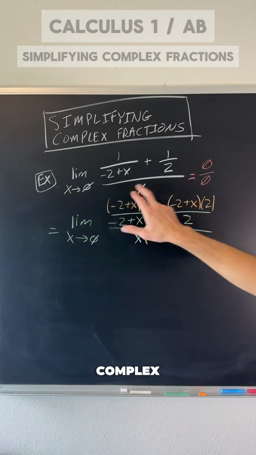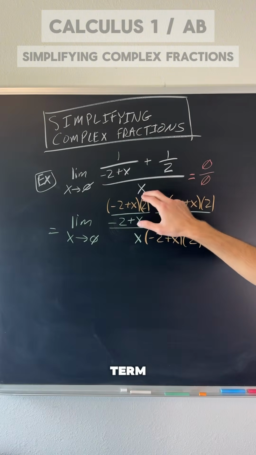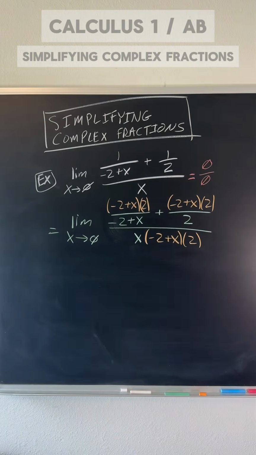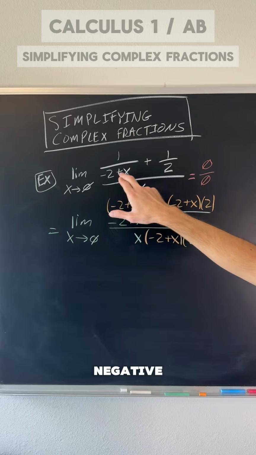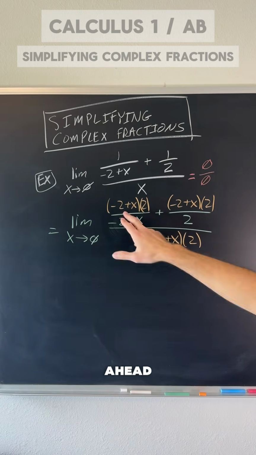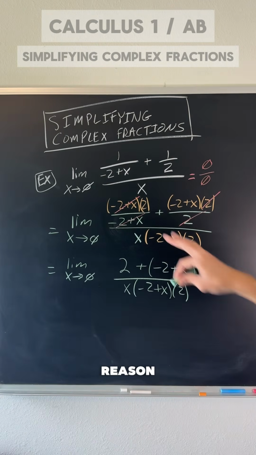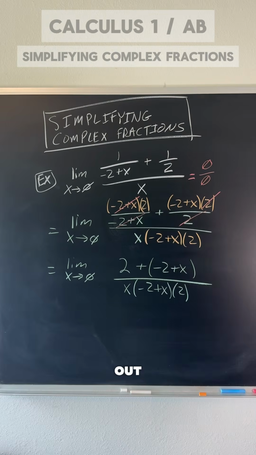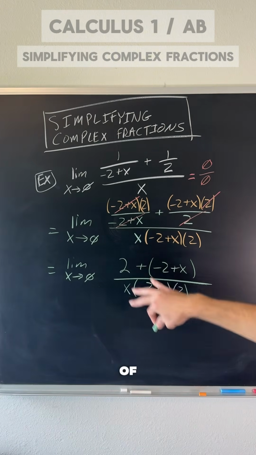To get rid of this complex fraction, what I'm going to do is multiply every single term by all of the denominators. So I'm going to multiply every single term by -2 plus x and 2. I've gone ahead and done that here in orange. The reason for that multiplication is so that I could cancel out the denominator terms in both fractions here and here. Therefore, we end up with the limit of this.